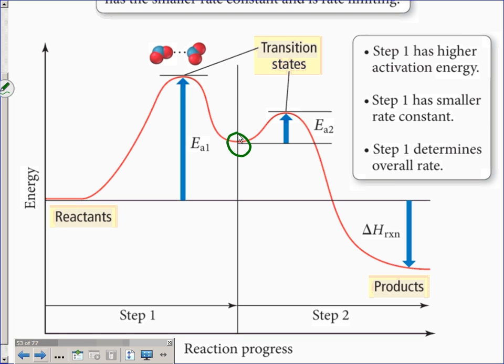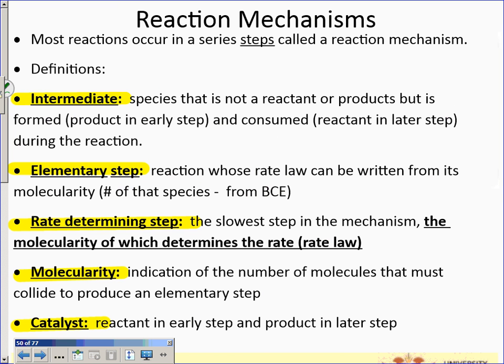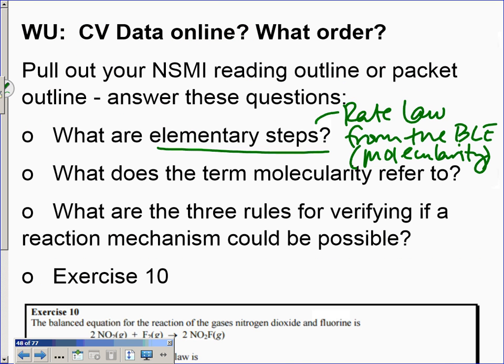Anyway, you can definitely see these are elementary steps because they're single steps, but overall this is called a two-step reaction. What we're talking about is each of these individually, and if we have an elementary step, we can write the rate law for it. Molecularity refers to coefficients from a balanced chemical equation. Make sure you're using that term correctly.